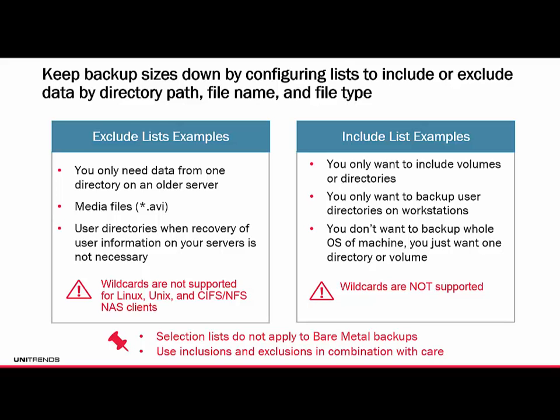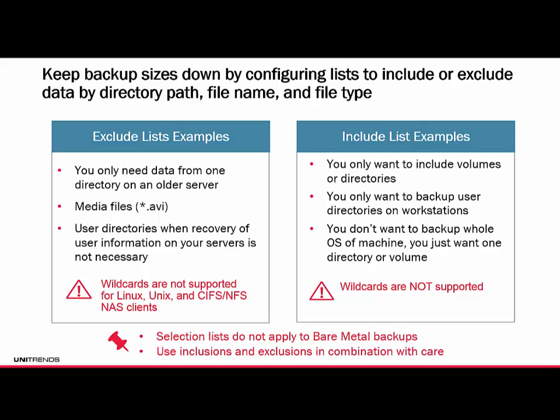Now, a few include list examples, like maybe you only want to include one volume or one directory. Maybe you don't want the operating system. Maybe you only want the S or the F or the T. Maybe you've got 20 other servers just like it, and you'll clone the bare metal or virtual snapshot from another machine and then restore that volume. Maybe you only want to back up the user directories on workstations. We talked about that a little bit earlier too.